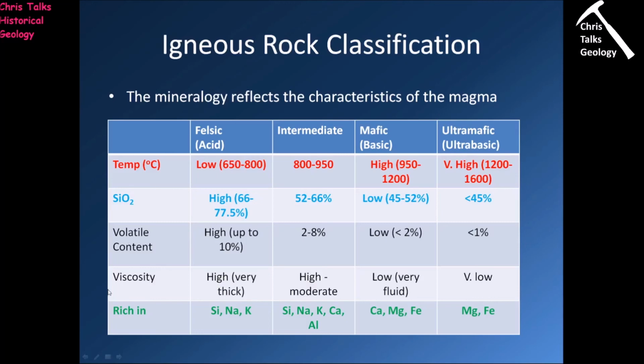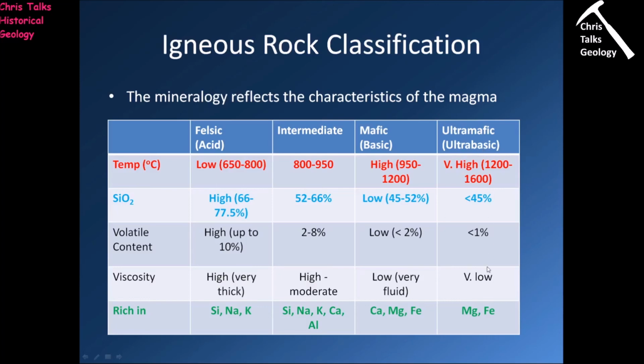In terms of the viscosity of the magma, typically the higher the amount of silica, the thicker your magma will be. So the lower the amount of silica, the thinner it will be, the more easily it will flow. That's also a reflection of temperature as well. The higher the temperature, the more easily something will flow. The lower the temperature, the more difficult it is for that liquid to flow.